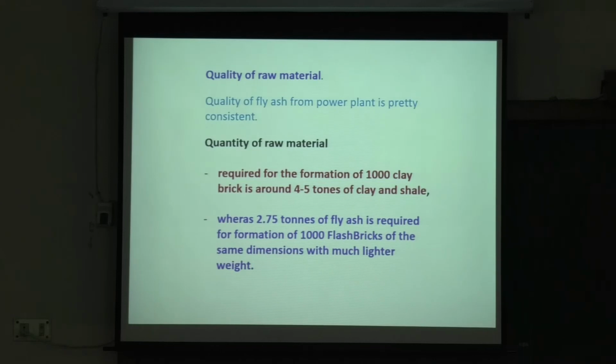The quantity of raw material required for the formation of 1,000 clay bricks is around 4 to 5 tons of clay and shale, whereas 2.75 tons of fly ash is required for making 1,000 fly ash bricks of the same dimensions, which are lighter weight. So can you see that? You get 1,000 fly ash bricks of the same dimensions, but they are much lighter.